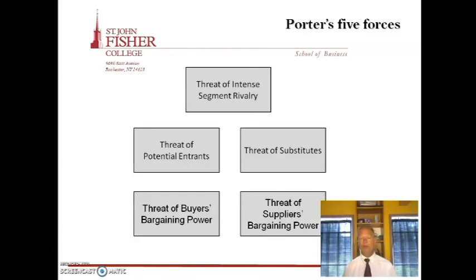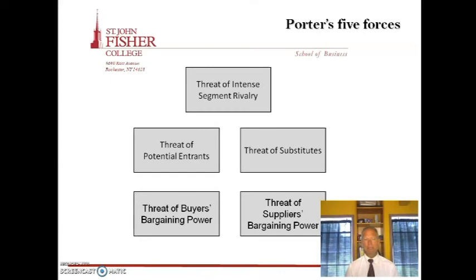Now, we go even farther than that with Porter's 5 forces. Porter says, okay, beyond that, there are some other forces that make a segment attractive or unattractive. First of all, the threat of intense segment rivalry, which means there are a lot of people already in it. It's a cutthroat market, and you're continuing to lower your price to try to stay in the market. Something like that makes a market unattractive.